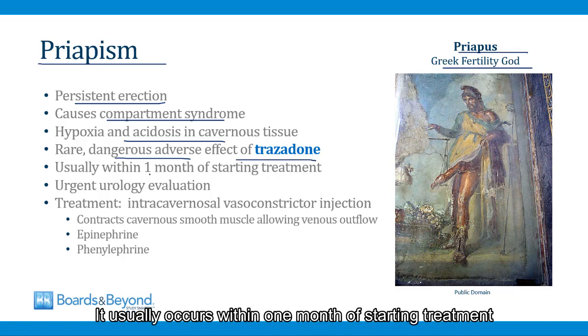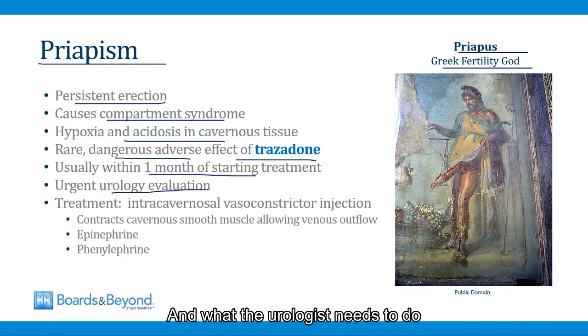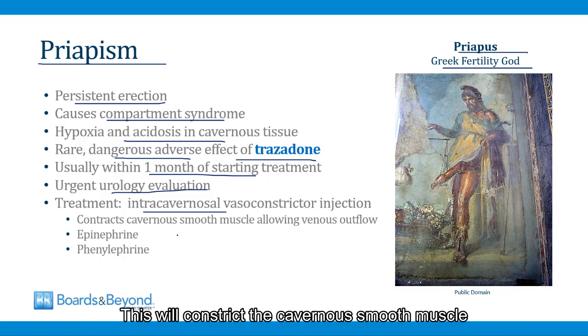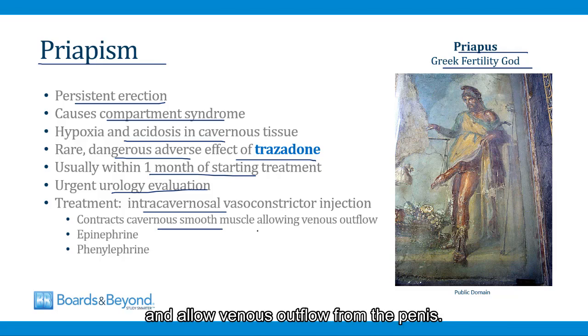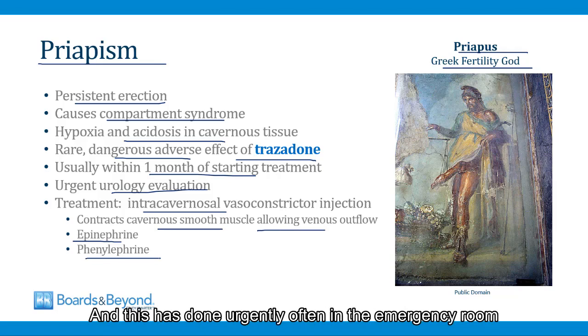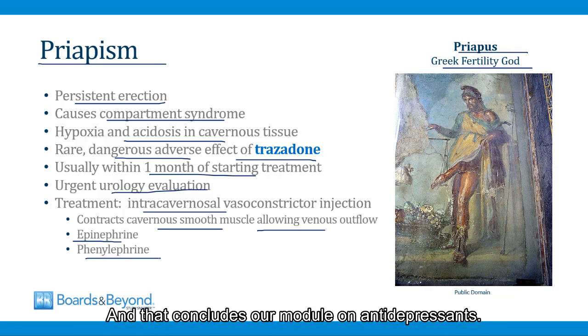It usually occurs within 1 month of starting treatment, and the management requires an urgent urology evaluation, and what the urologist needs to do is inject a vasoconstrictor into the intercavernosal space. This will constrict the cavernous smooth muscle and allow venous outflow from the penis. So the drugs that are used to do this are epinephrine and phenylephrine. And this is done urgently, often in the emergency room or the hospital, to try and prevent progression of the compartment syndrome. And that concludes our module on antidepressants.